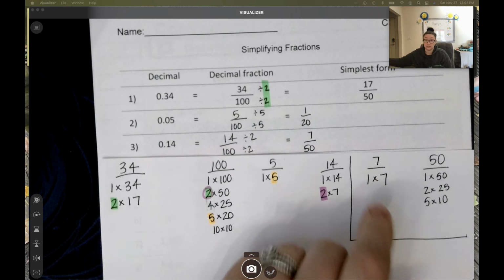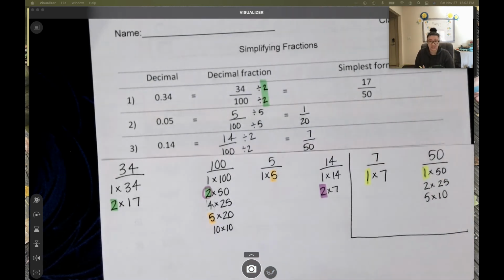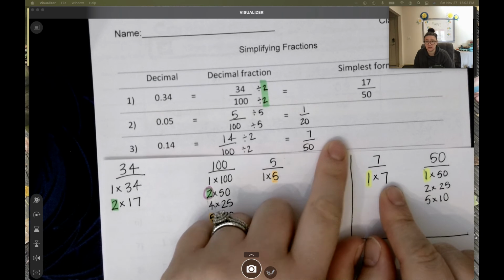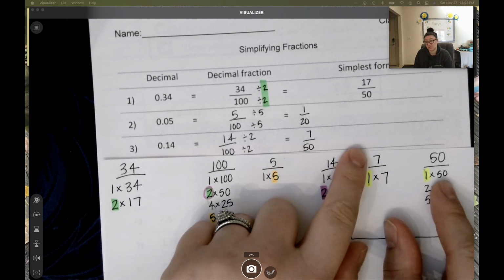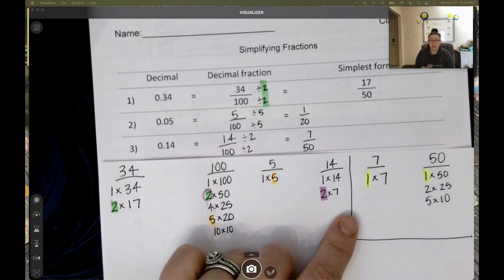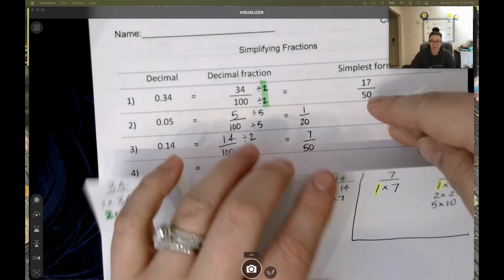What numbers do 7 and 50 have in common? They have 1 in common. And that's it. So if I divide 7 by 1, I'm still going to get 7. If I divide 50 by 1, I'm still going to get 50. So my fraction's going to stay the same. That's how you know if you can keep simplifying or not. Because sometimes these numbers get big, and when we get these really big numbers, it becomes hard to simplify in one step. And sometimes it takes us a few times, and that's okay. That's what's going to happen for us on this next one.